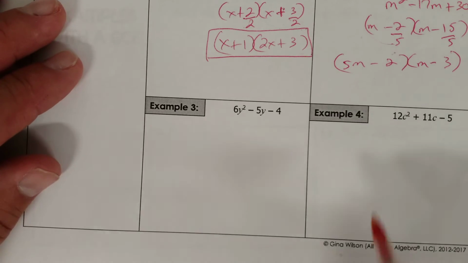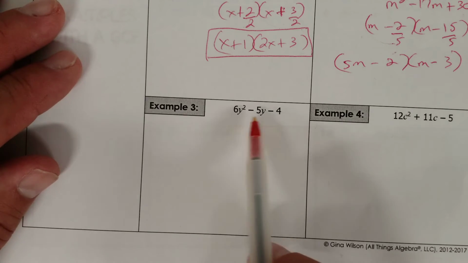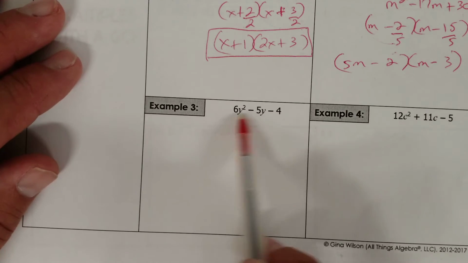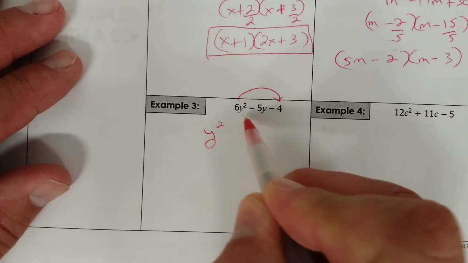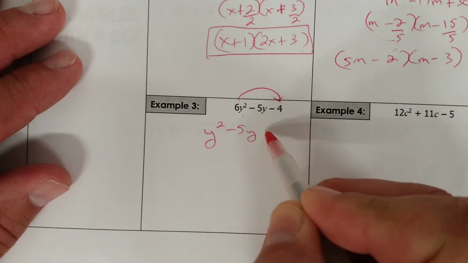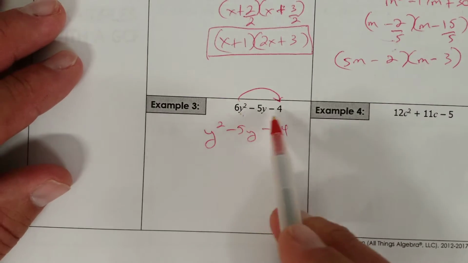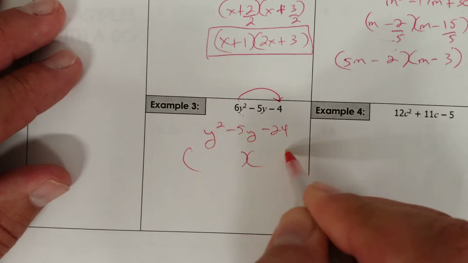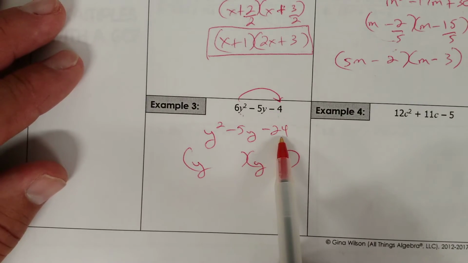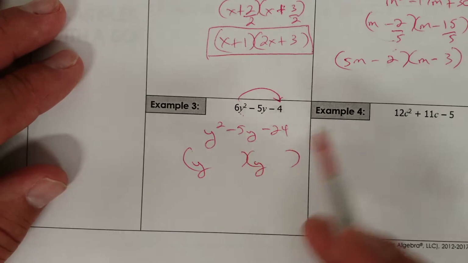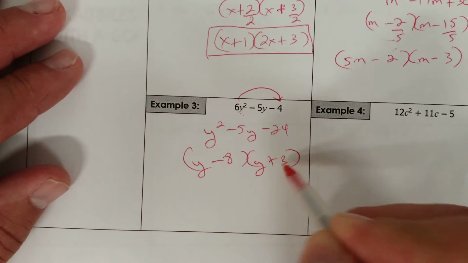Number 3, trinomial. This is not a 1, it's a 6, but there's no GCF. Slip that to the end. So this becomes y squared minus 5y minus 24. 6 times negative 4. Factor it, split the y's. 2 numbers that multiply to be negative 24, that add up to be negative 5 are negative 8 and positive 3.